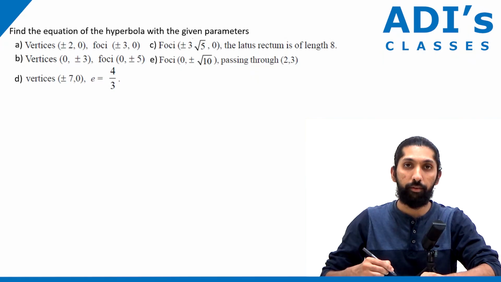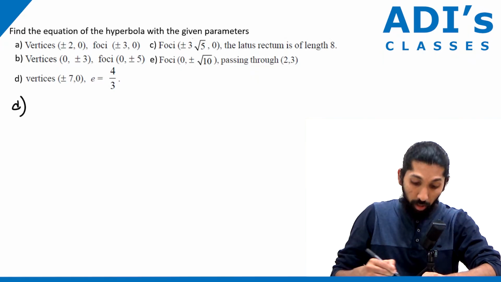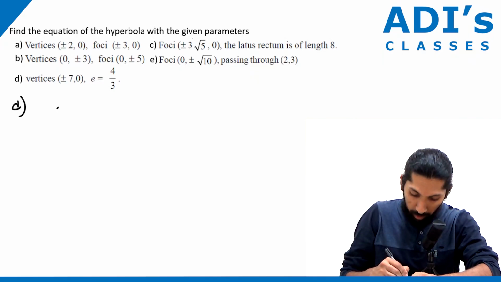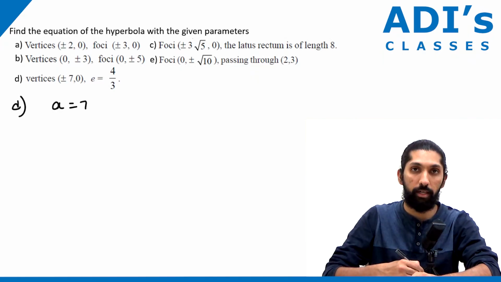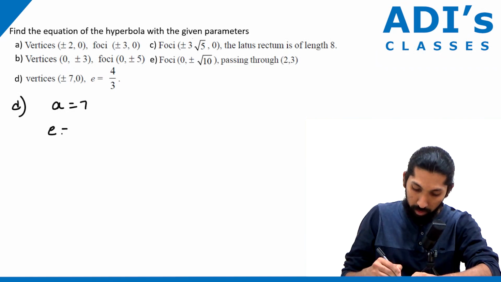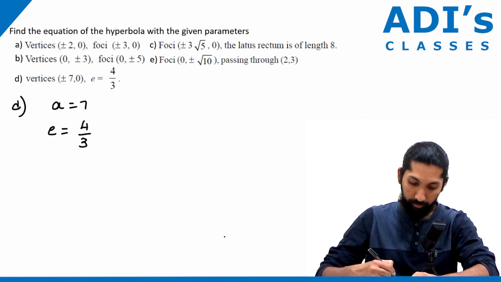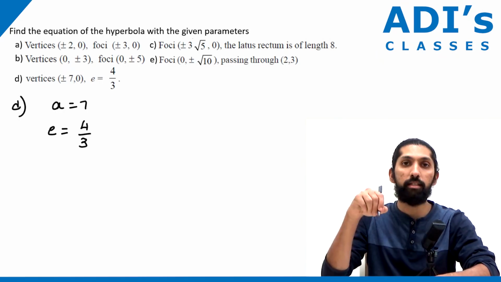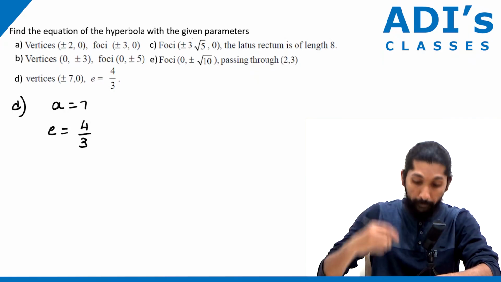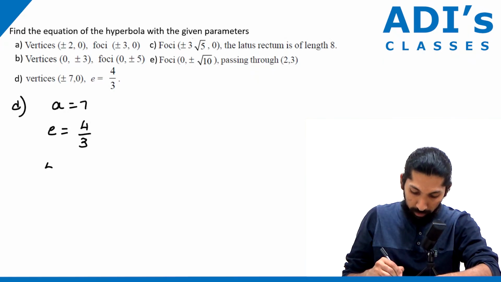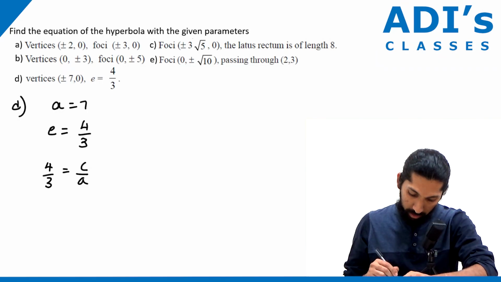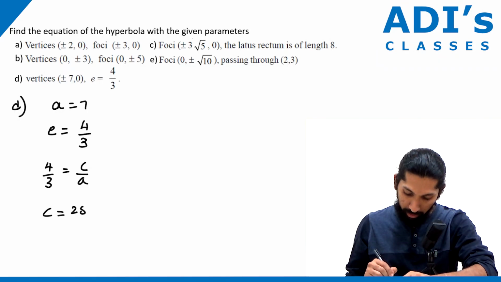Let's solve the fourth one now. See the fourth one, you have vertices plus or minus 7 comma 0. That means a value is going to be 7, correct? And e value is going to be 4 by 3, correct? Now, what is the formula for eccentricity? E value is c by a. That means 4 by 3 is equal to c by a. And what is a value? 7. That means c value is going to become 28 by 3.